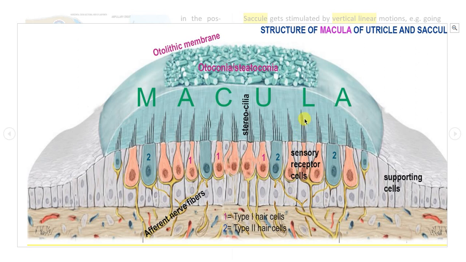Again, these are the kinocilium and stereocilia. These are our sensory receptor cells. There is type 1 and type 2 hair cells. Accordingly, they will have similar axons. And the other cells are supporting cells or basal cells. At the base of these sensory cells, we have these nerve fibers terminating in the nerve.